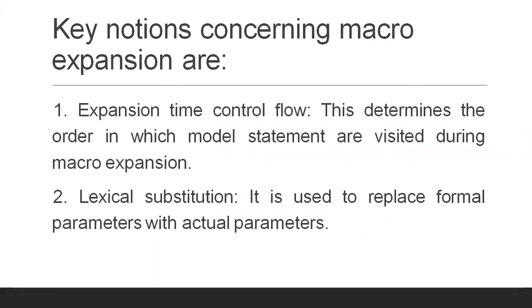That is key notions concerning macro expansion. First one is macro expansion time control flow. Second one is lexical substitution. Expansion time control flow determines the order in which model statements are visited during macro expansion. By default, the order is sequential if there is no preprocessor statement. So line by line, each and every statement is visited in the macro. And what is lexical substitution? Lexical substitution is used to replace formal parameters with actual parameters. Actual parameters are there in the macro call and formal parameters are there in the macro definition.